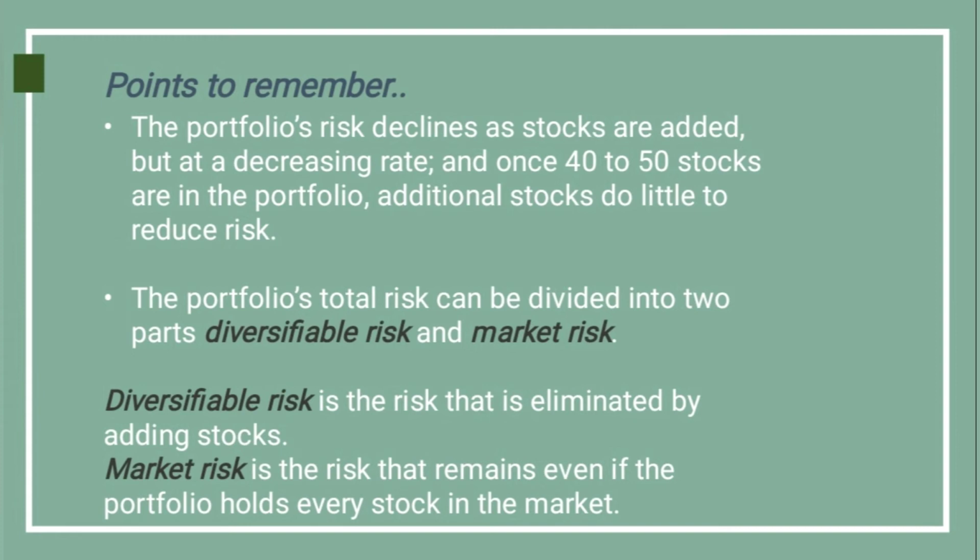Diversifiable risk and market risk. Diversifiable risk is the risk that is eliminated by adding stocks. It is also known as company-specific or unsystematic risk. Market risk, on the other hand, is the risk that remains even if the portfolio holds every stock in the market. It is also known as non-diversifiable or systematic or beta risk. It is the risk that remains in the portfolio after diversification has eliminated all company-specific risk.